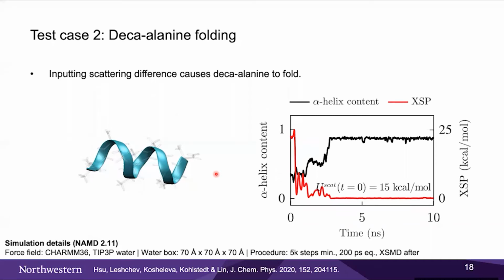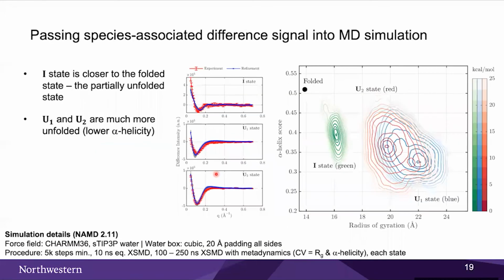And we decided to simply apply that to our alpha-lactalbumin system. Okay, so let's review the scattering difference that we got from the signal analysis. They are shown in red here. So for the I state, we have this red trace, and the same goes for the U1 and U2 states.